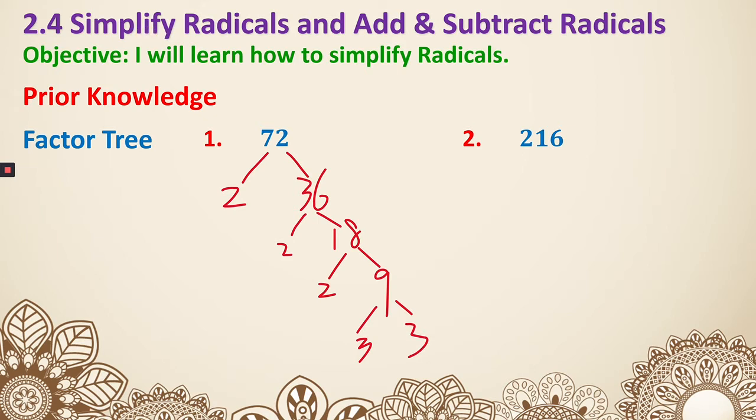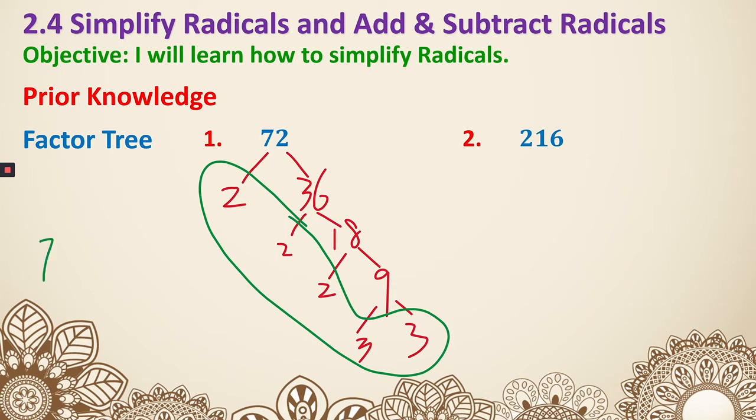Now I can just take a look at everything that's not branching out anymore. That means 72 can be rewritten as 2 times 2 times 2 times 3 times 3. And since we have learned exponents already, there are three 2's, so that is 2 cubed, and there are two 3's, so 3 squared.